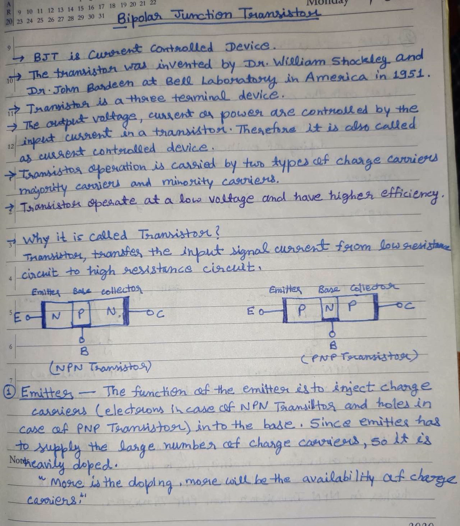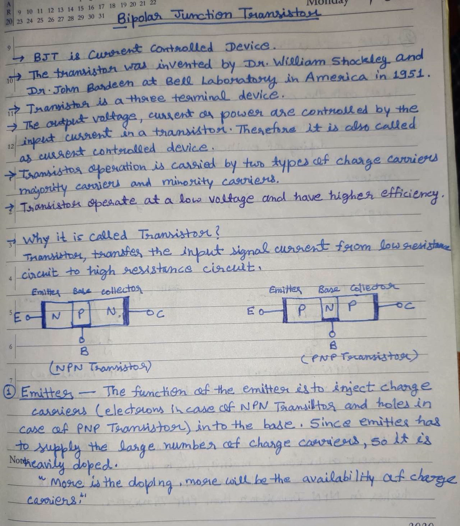The function of the emitter is to inject charge carriers. What will the charge carriers be? Electrons in case of NPN transistor and holes in case of PNP transistor. The function of the emitter is to inject charge carriers into the base. Since the emitter has to supply a large number of charge carriers, it is called heavily doped. Always the emitter is heavily doped.